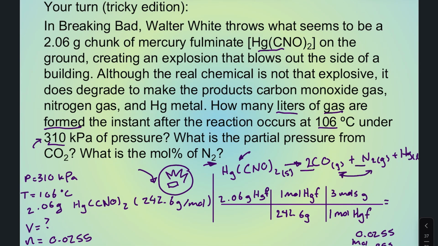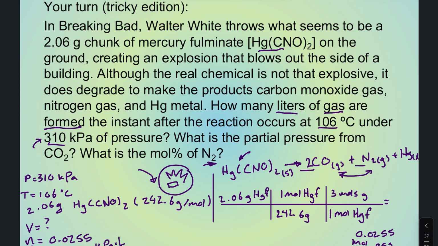So our R value, we can keep this in kilopascals. And we'll just use a different R value. R is going to be equal to 8.314 kPa times L divided by Kelvin times mole.